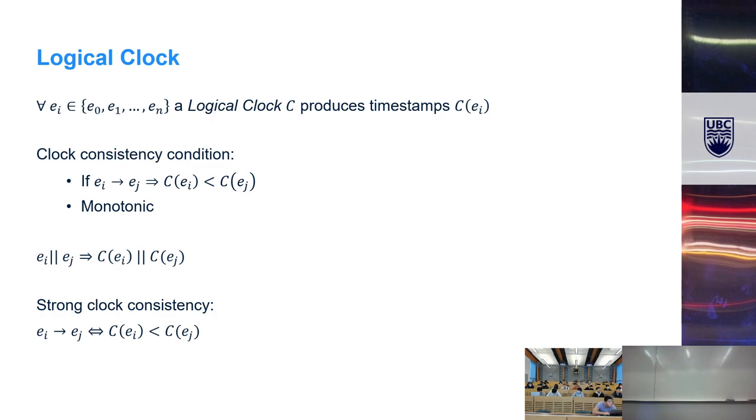In strong clock consistency, remember, this was consistency. The implication is only one direction. Down here, I'm going to add the implication in both directions. So if one event happens before another event, then the timestamps are ordered. But we're going to flip it around and say, and if the timestamps are ordered, then these events have a happens-before relationship. That's not required by consistency. So the converse is not always true from a logic perspective.